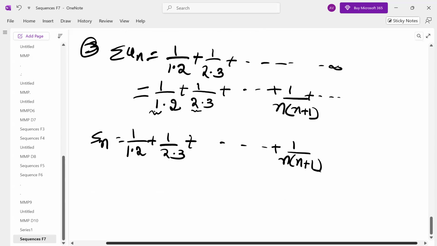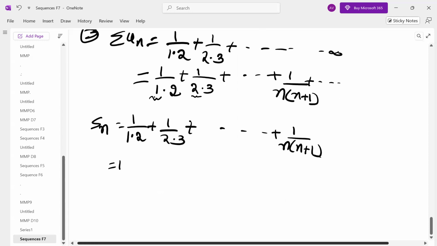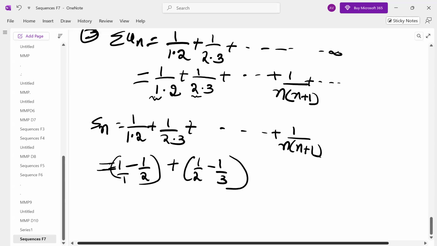Then this is nothing but 1 minus 1 by 2, because 1 minus 1 by 2 is 1 by 2. Then 1 by 2 minus 1 by 3. Take LCM, 3 minus 2, 1 by 2 into 3. The general term is 1 by n minus 1 by n plus 1, because if you take LCM and simplify, you will get back the original term.